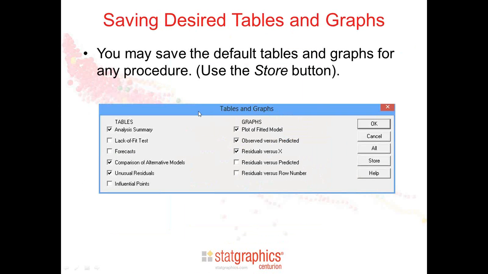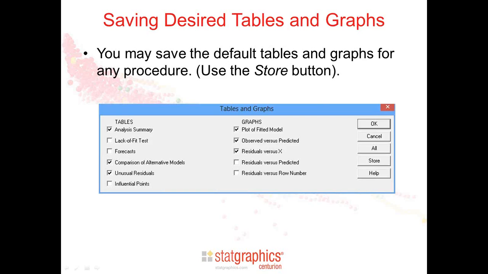So, for example, if I'm doing a simple regression, and this is actually from the simple regression procedure, and I want to include a plot that's not included by default, I select it, I press Store, and then the next time I do a simple regression, I'll get that table and graph.